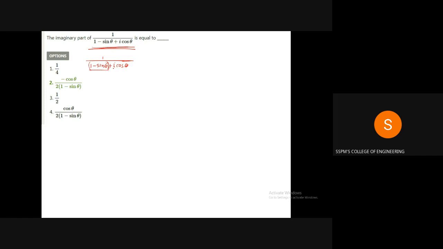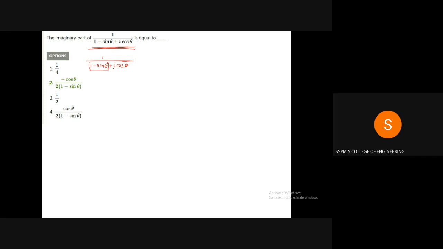So how can we rationalize it? Whenever 1 upon x plus iy is given, how do we rationalize it? We multiply and divide it by x minus iy. That is the conjugate. Conjugate means if x plus iy is a number, its conjugate is x minus iy. And if x minus iy is the complex number, its conjugate is x plus iy. They are conjugates of each other.